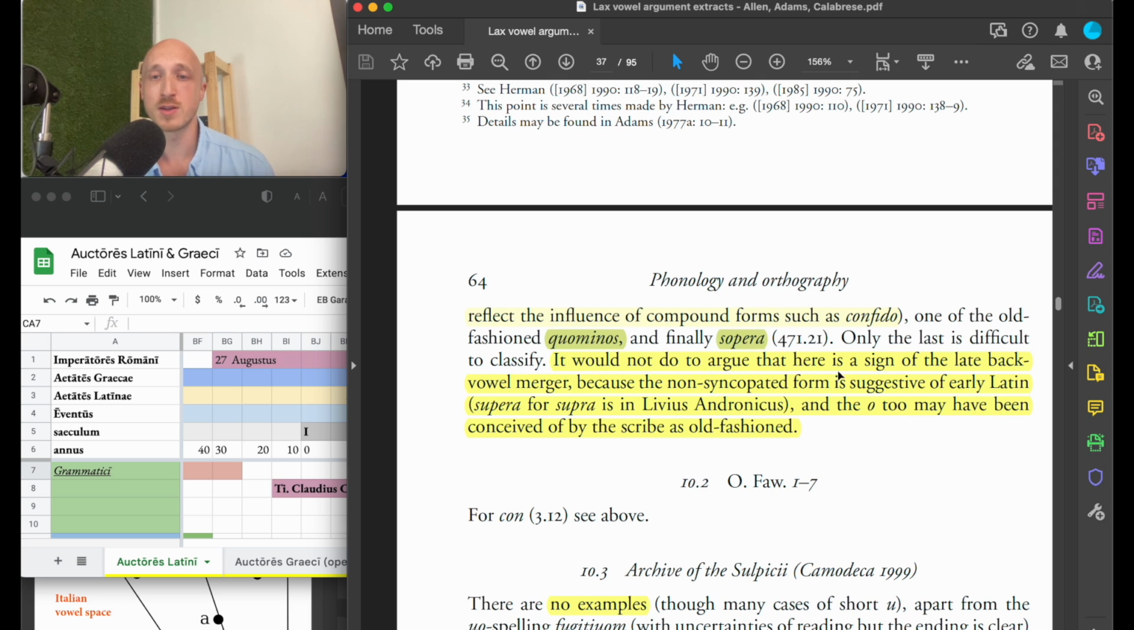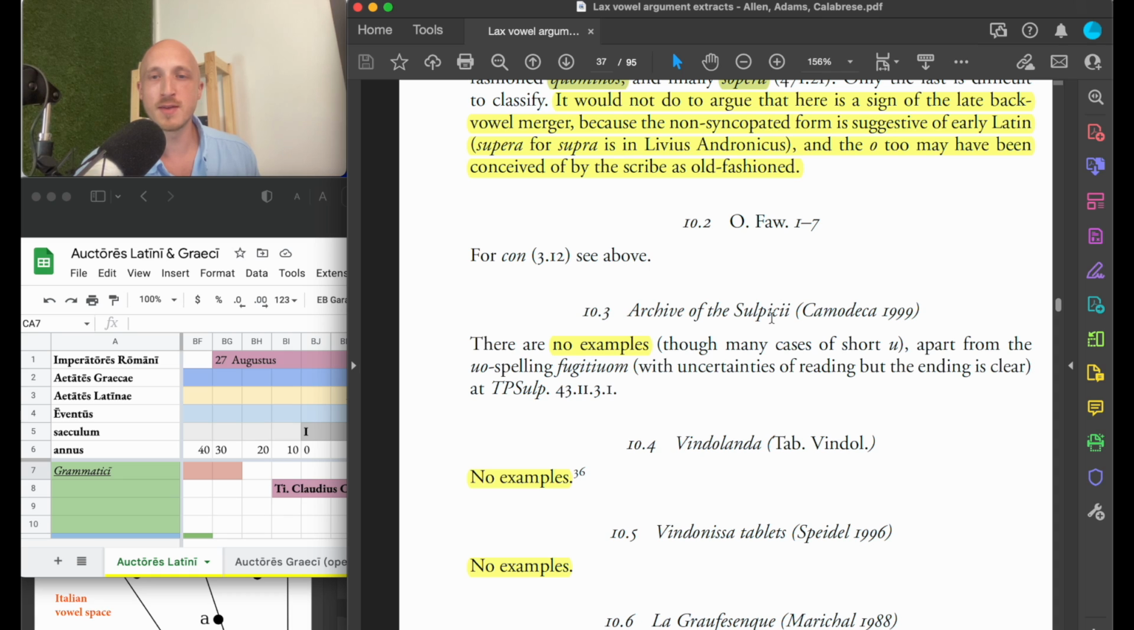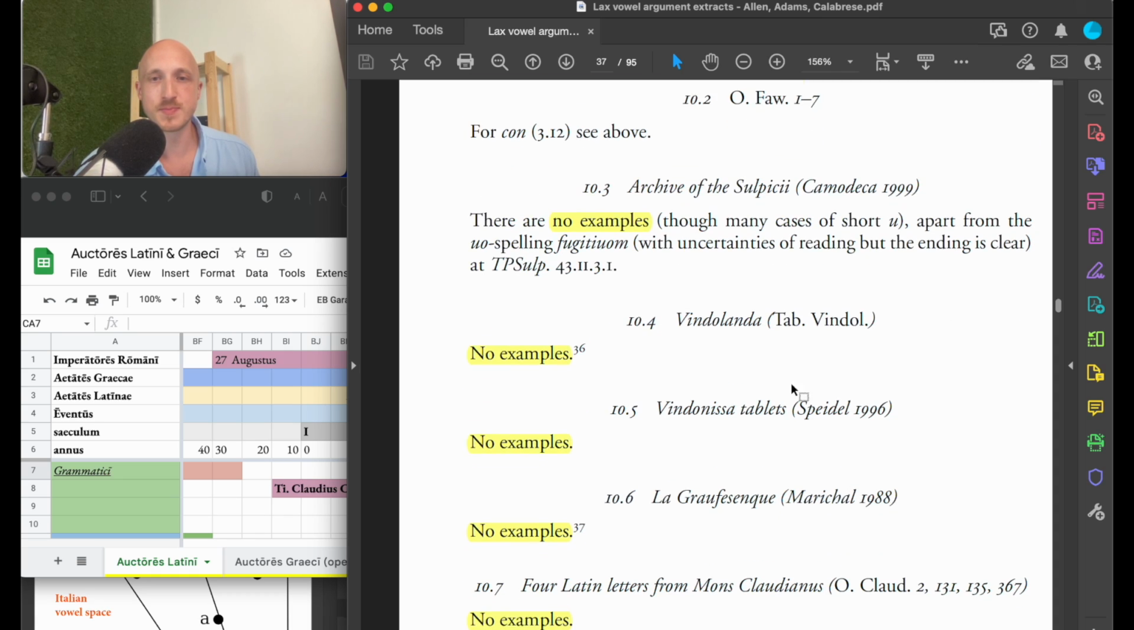It would not do to argue that here is a sign of the late back-vowel merger, because the non-syncopated form, it's sopera instead of supra. This is the word supra, over, right? So why is it sopera with that non-syncopated form? That's super weird. Why is that? Because it's suggestive of early Latin. Supera, for supra, is in Livius Andronicus. And the O, too, may have been conceived of by the scribe as old-fashioned, and therefore better. Old-fashioned is better.